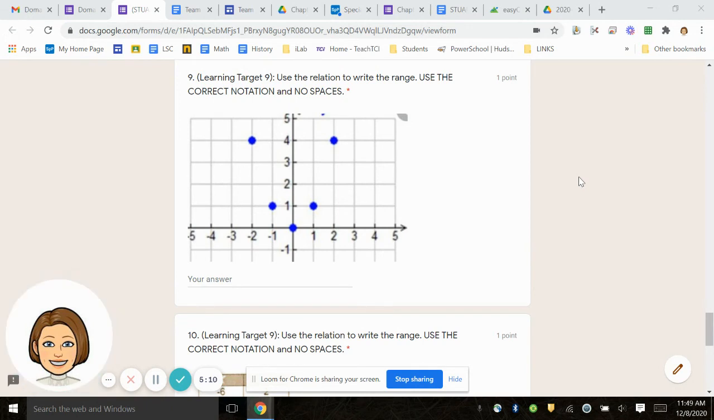Number 9, you may want to use a scrap piece of paper to first identify the ordered pairs. So write down, there's 1, 2, 3, 4, 5 ordered pairs you should write down. Once you're done writing the ordered pairs, use the relation to write the range. Okay, so write the ordered pairs and then write the range. Use the correct notation and no spaces.